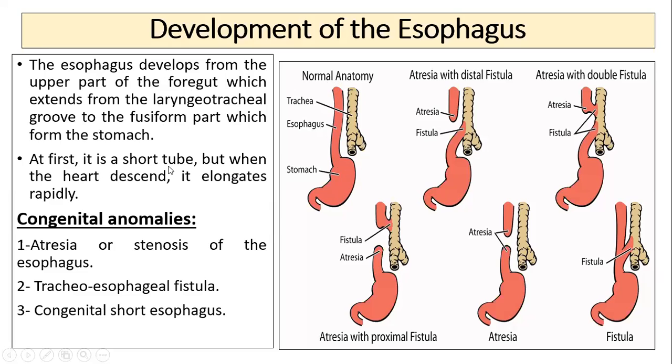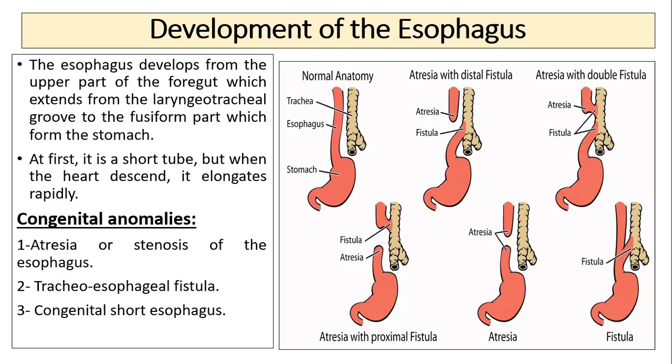At first, it is a short tube, but when the heart descends, it elongates rapidly. Initially, it will be a short tube, but as the human being becomes straight, vertical, and his neck becomes long as well as his body grows, this esophagus also grows to a large extent. Initially it will be very short, then it will grow long. Now coming to some of the important anomalies. As you know, the esophagus develops from the foregut, that you should remember.